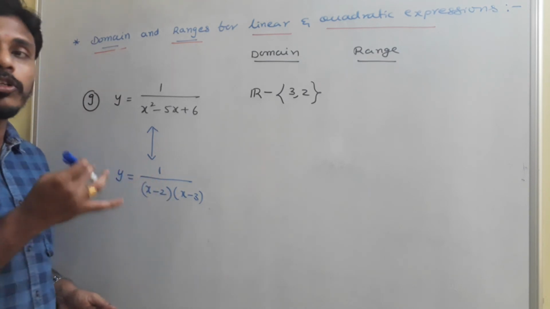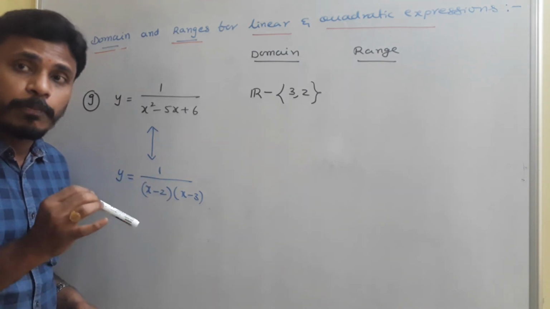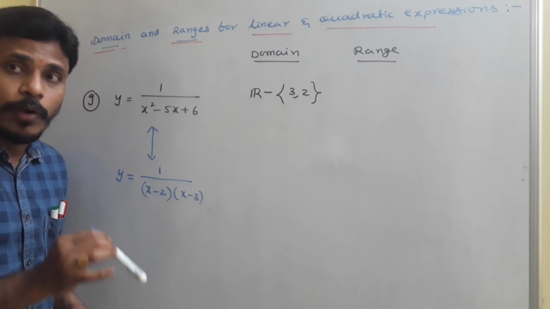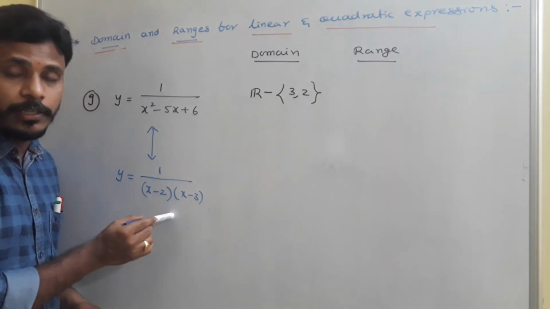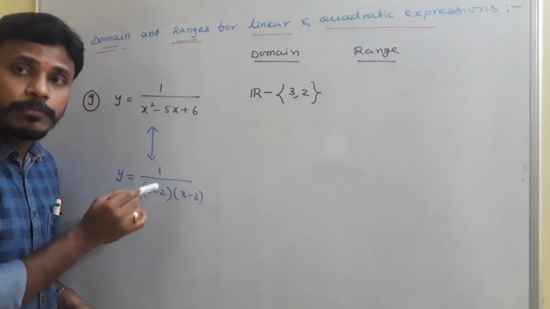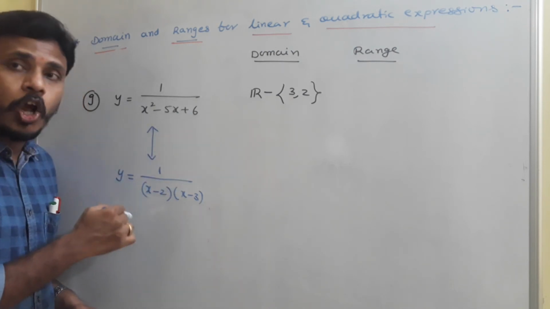Now what to say about the domain? The domain is simply finding possible values for x. Since the denominator is (x minus 2) into (x minus 3), if the denominator becomes 0, then this expression does not exist.